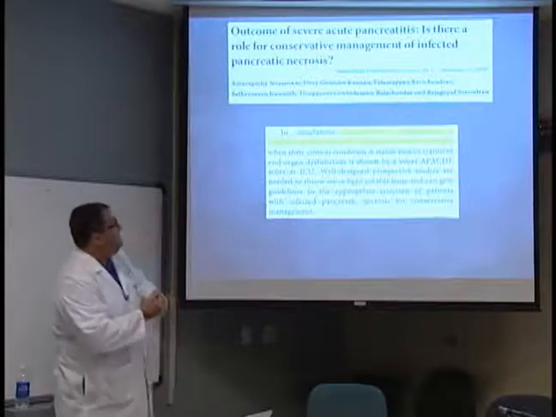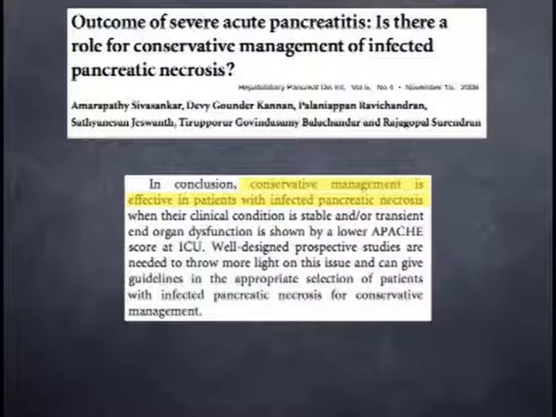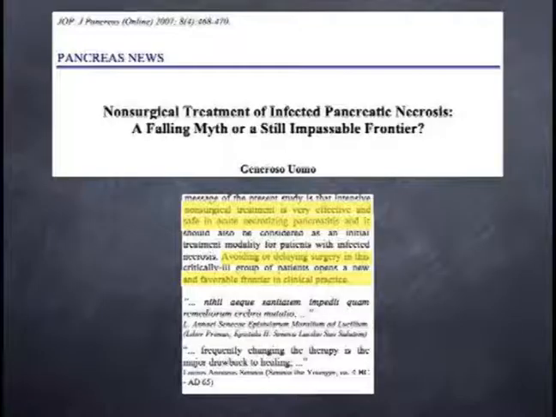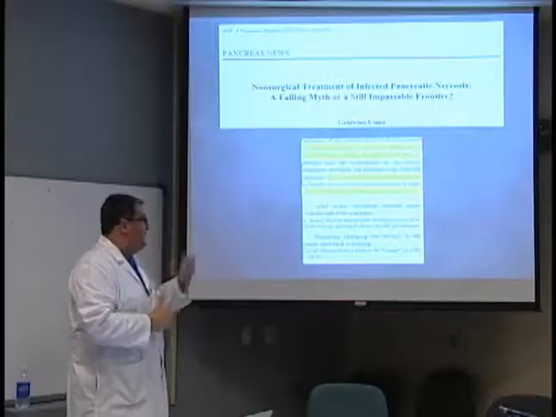So after that paper was published, obviously people started paying more attention to this. And this paper actually questions the role for conservative management of infected pancreatic necrosis. So should we just watch everybody and try not to operate? This paper concluded that conservative management is effective in patients with infected pancreatic necrosis. So a little more evidence. In this one, published in 2007, the authors say that non-surgical treatment is very effective and safe in acute necrotizing pancreatitis, and that avoiding or delaying surgery in this disease may have a favorable frontier in clinical practice.